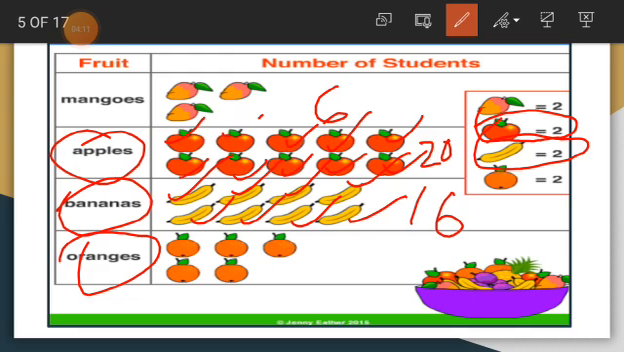Now the last fruit is oranges. Count the number of oranges. 1, 2, 3, 4, 5. And 1 orange represents 2 students. So 2 times 5 is 10. So how many students like oranges? 10 students. Now repeat one more time. How many students like mangoes?